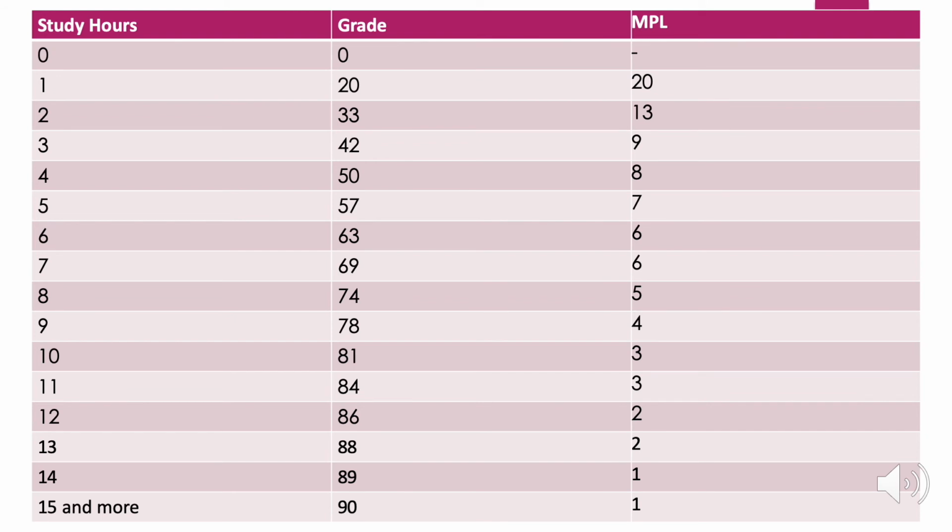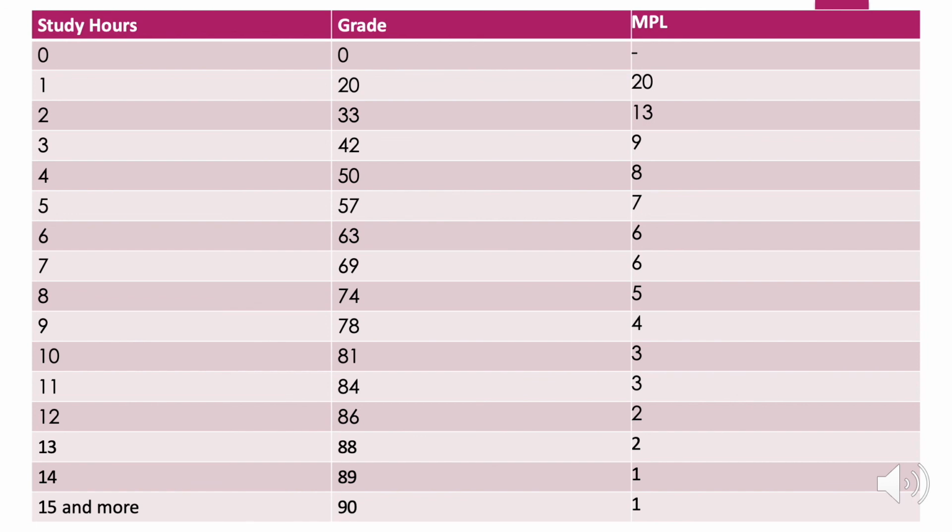In the table, we can see that the marginal product of labor, which is nothing but the ratio of change in grade to the change in study hours, is indeterminate at 0 hours as there isn't a change. In the second row, MPL is 20 as the incremental grade, or the change in grade obtained, is 20 and the incremental study time, or the change in study time as compared to the first row, is 1. Hence, when we take the ratio of these changes, we get 20 divided by 1, which equals 20.